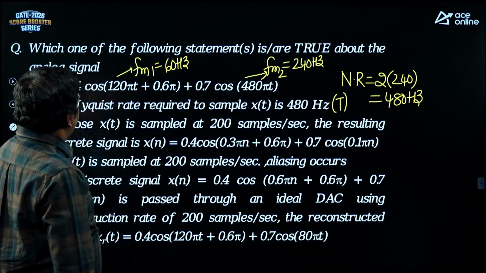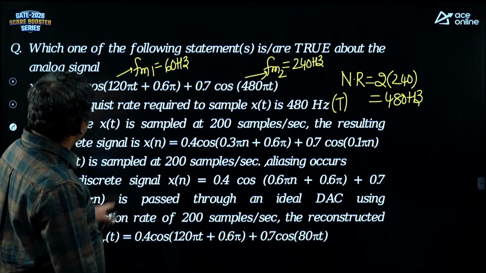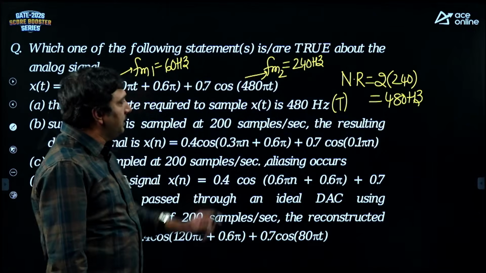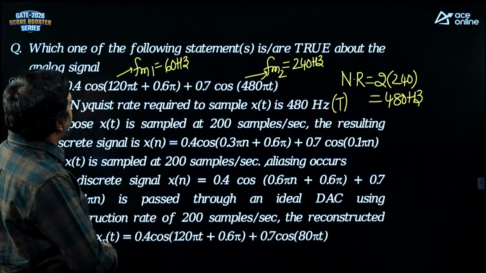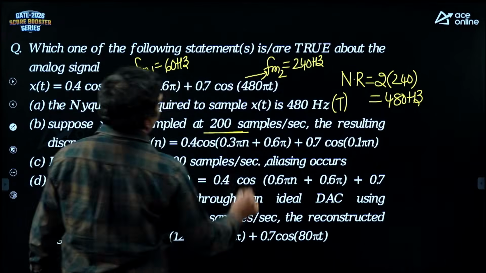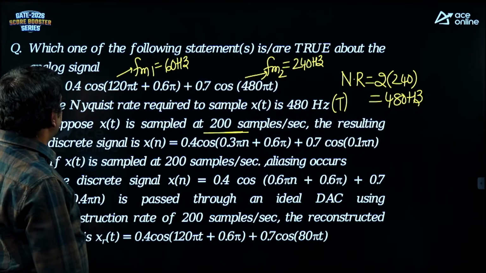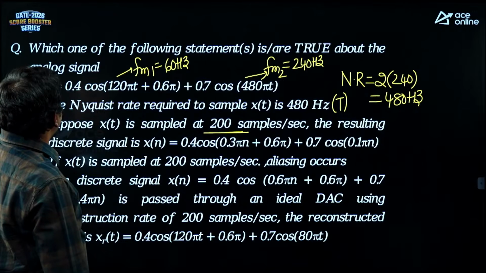Option B: it is stated that suppose x(t) is sampled at 200 samples per second, the resulting discrete signal expression is given by this. Let us verify. t is replaced as n into Ts. That fellow is saying he wants to take a sampling rate of how much? 200 samples per second. So let us discuss in the next slide.